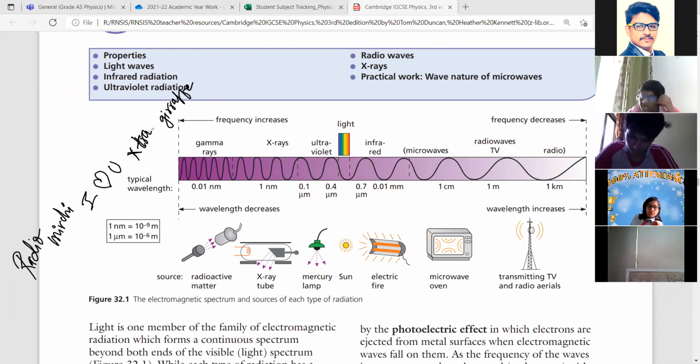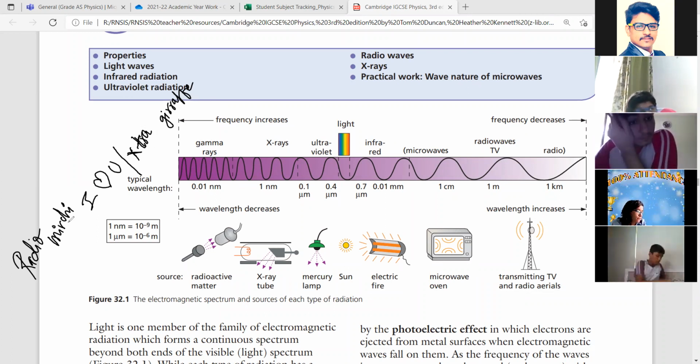There are many mnemonics, and much of this is the same, with some differences. For example, X-ray nikalne gai, where gai is G for gamma and X-ray. So you can have different situations.